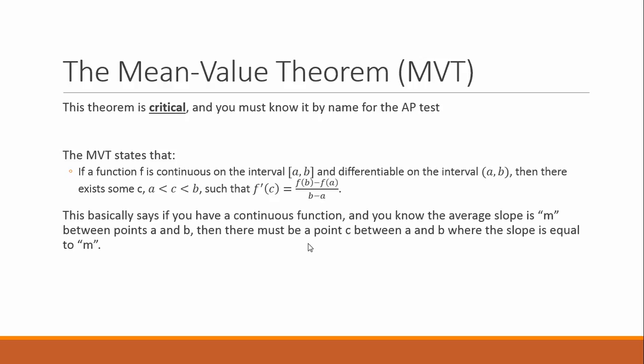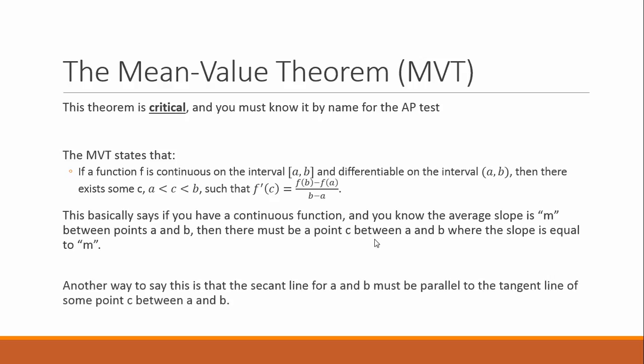So this basically says if you have a continuous function and you know the average slope is m between points A and B, then there must be a point C between A and B where the slope is equal to m. Another way to see this is that the secant line for A and B must be parallel to the tangent line at some point C between A and B. So I'll go ahead and draw this, and hopefully it'll be a lot more clear.